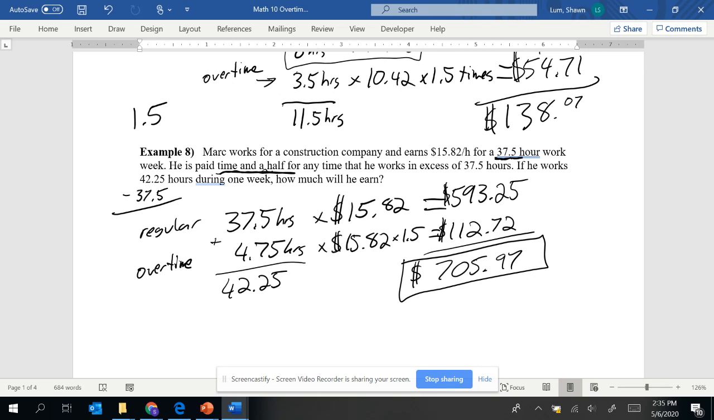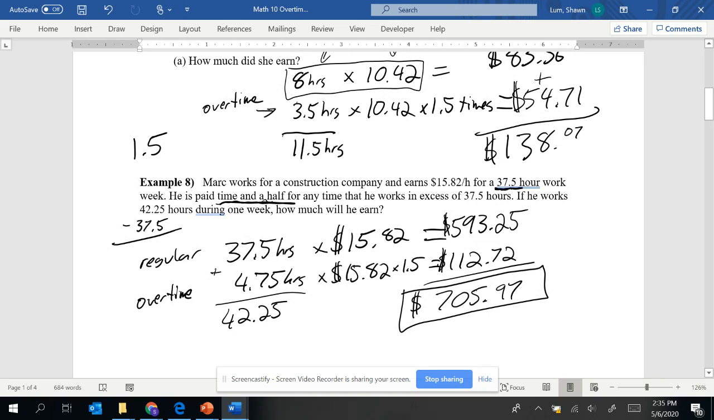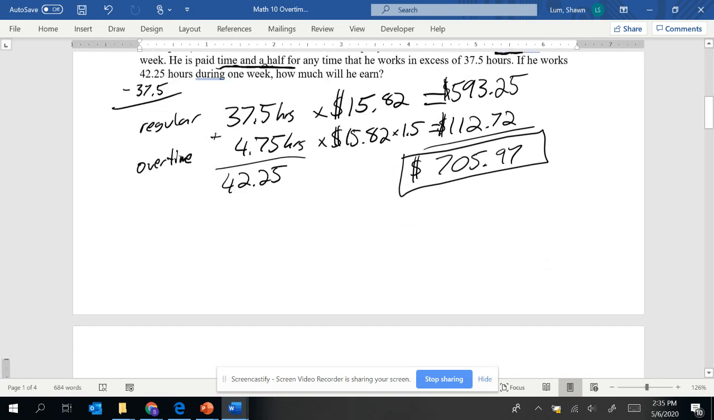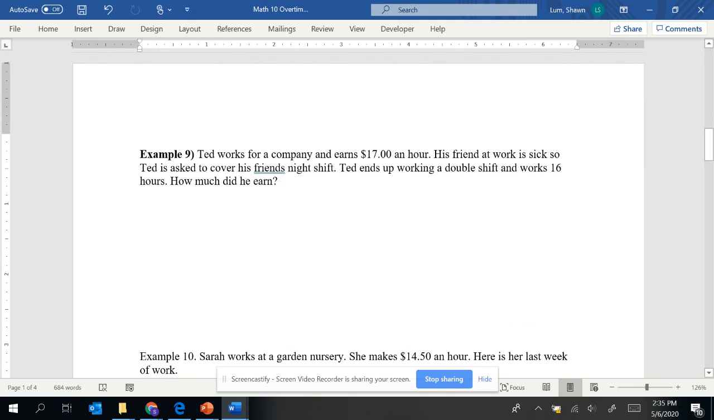Okay. So hopefully you understand now from these two questions right here how you calculate daily overtime and how you calculate weekly overtime. Pretty similar. Okay. We have two more questions right here.